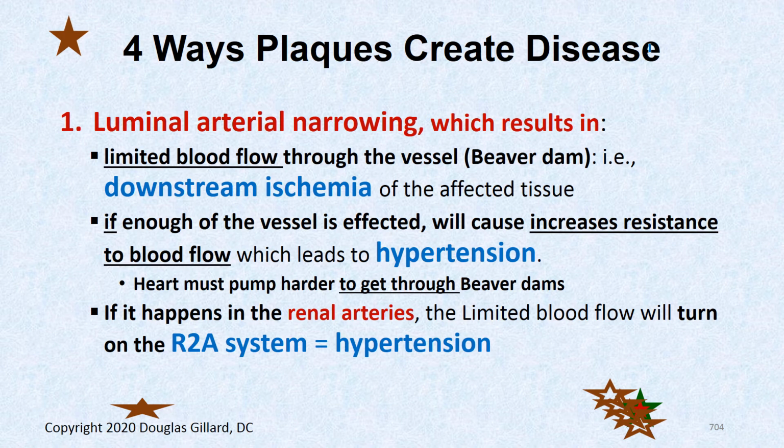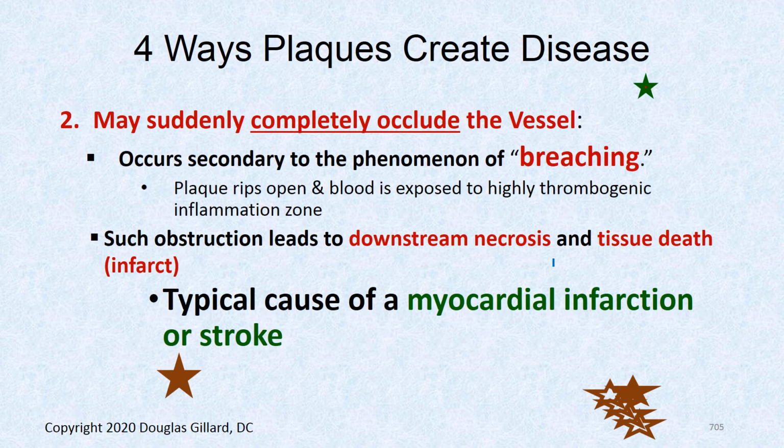Four ways plaque creates disease. I kind of talked about this, but it causes a beaver dam. It causes arterial luminal narrowing, which results in a beaver dam, and downstream ischemia. It causes hypertension because the heart has to push harder and pump harder, so the rest of the body has increased blood pressure, but the affected limb has normal pressure. If it happens in the renal arteries, you get renin-induced hypertension.